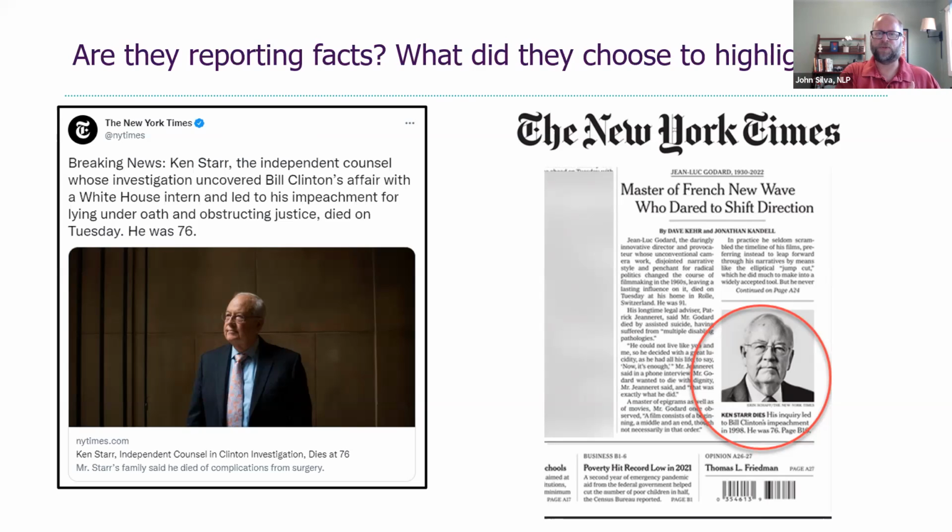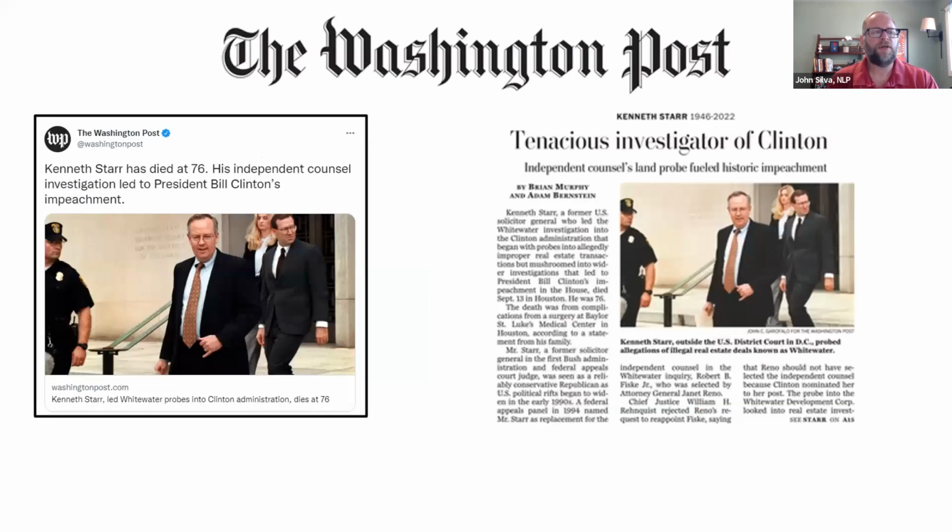So it's breaking news. It's highlighted on the Twitter feed, but for the New York Times it's actually very minor. In this case, it doesn't warrant full front page coverage. Compare that to the Washington Post. Same thing: they put out a tweet that he had died. They emphasized that he was an independent counsel. They give fewer details, but they actually put the first part of the story on the front page of the newspaper, in the center below the fold. So the Washington Post has actually given more prominence to this story than the New York Times.